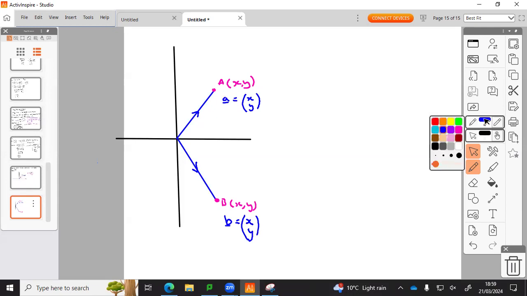Now my vector path, the distance between A and B, I would write like that. Okay, because now I am explaining it with a start point and an end point. So my start point to my end point is A to B.